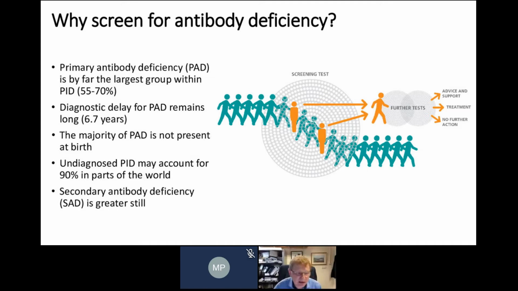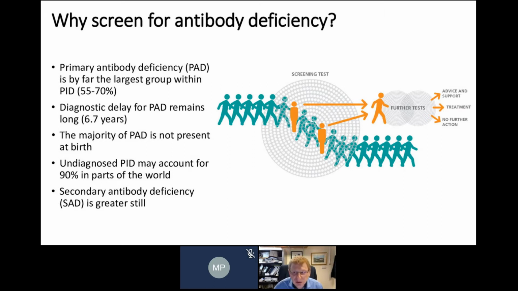I think the other really important thing is that, in fact, around the world, the vast majority of primary antibody deficiency, indeed primary immunodeficiency, remains undiagnosed, and that's up to 90% in some parts of the world. And secondary antibody deficiency is even larger than primary antibody deficiency.